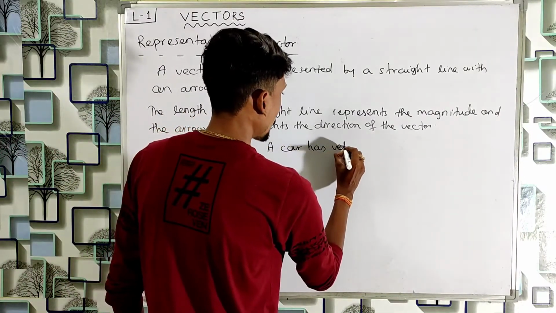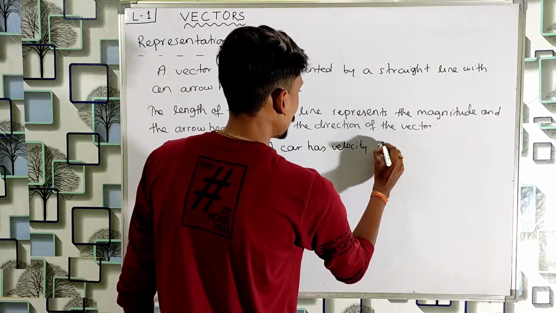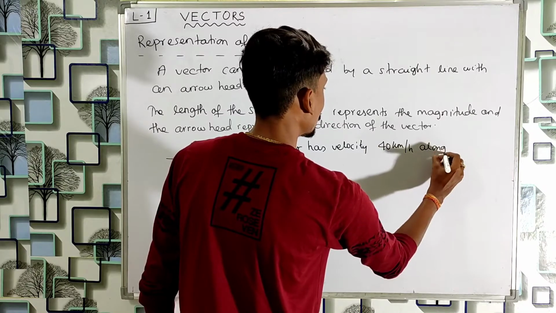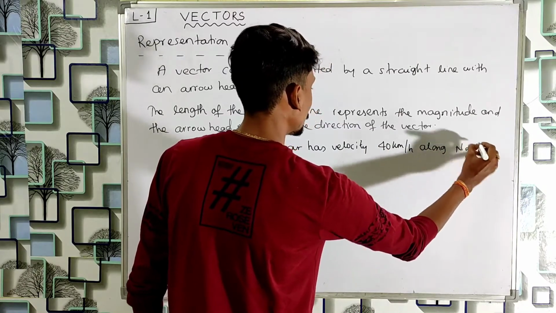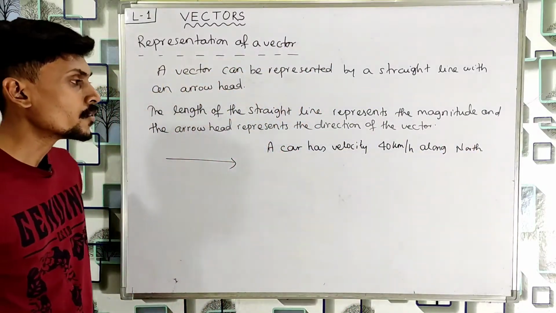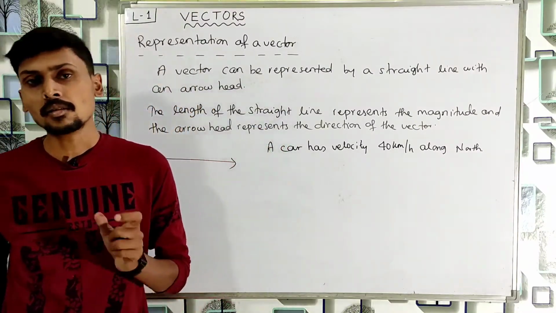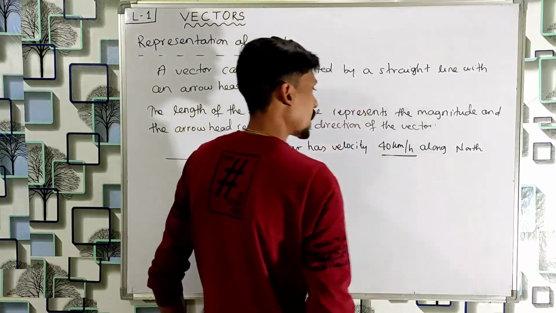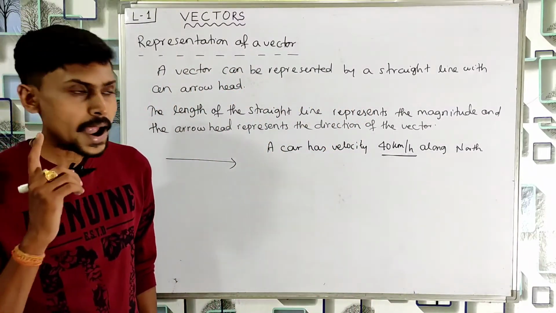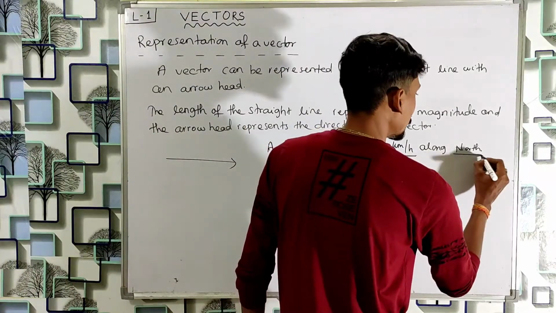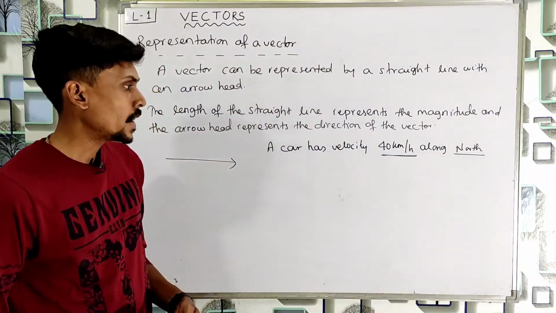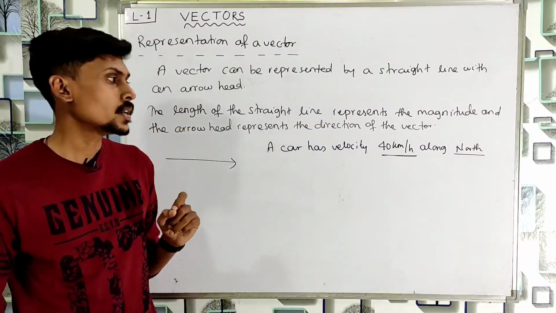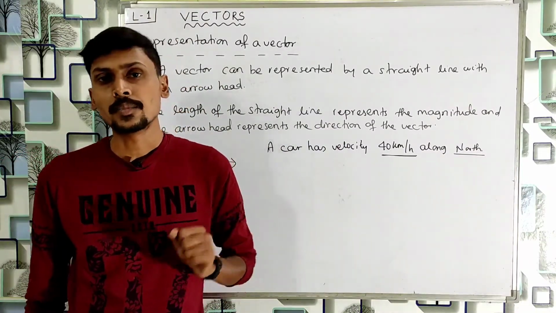A car has velocity 40 kilometer per hour along north. So this 40 kilometer per hour is the magnitude of the velocity and the direction is towards north. Is that clear? And the velocity is a vector quantity. Now we will represent the vector using the symbol.